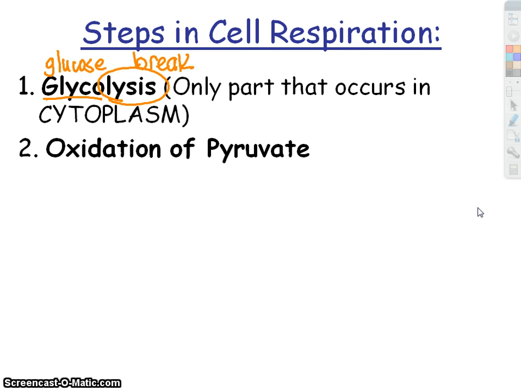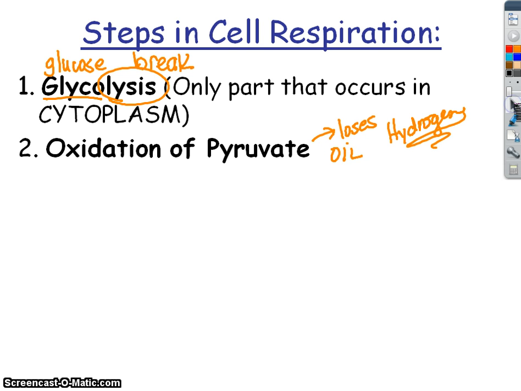Our second step is called oxidation of pyruvate. Again, it has nothing to do with oxygen. Oxygen is not even involved. It has to do with oxidation. Pyruvate's going to lose either an electron or a hydrogen, and in this case, it's going to lose a hydrogen. Because that's what oxidation is. Remember, oxidation is loss. So pyruvate's going to lose a hydrogen.